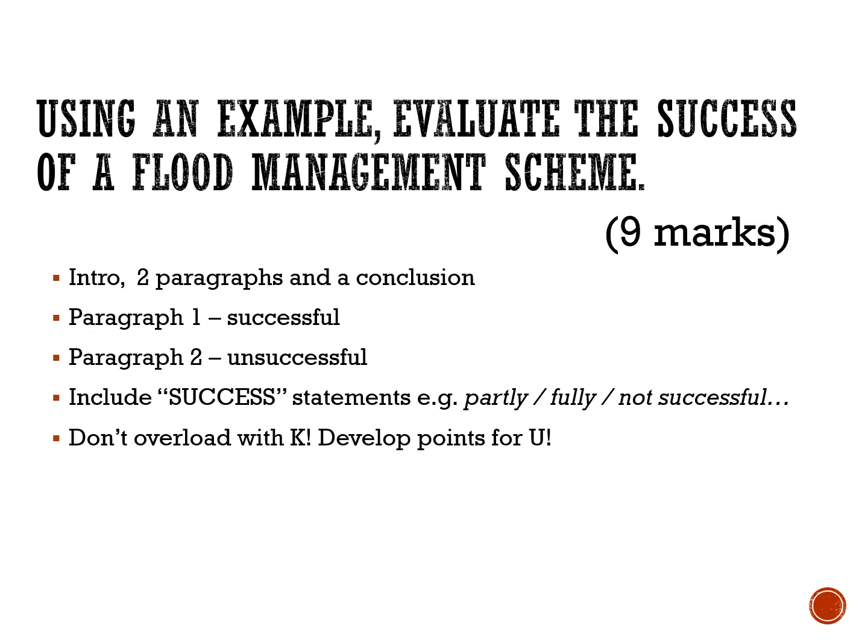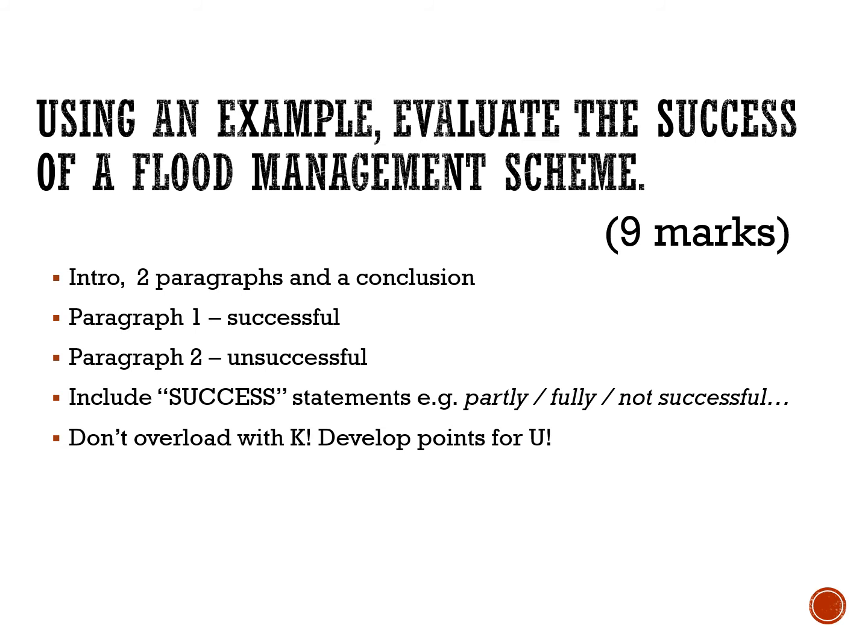It's evaluate the success. So paragraph 1 needs to talk about why the flood management scheme that we'll talk about, hopefully in your mind you're thinking Cumbria Flood Action Plan, why it was successful. Paragraph 2, why it was unsuccessful, and then a short conclusion, giving an overall decision, and it's likely to be a partially successful, somewhat successful, mostly successful comment. Include success statements, partly, fully, or not successful at the start of each paragraph.